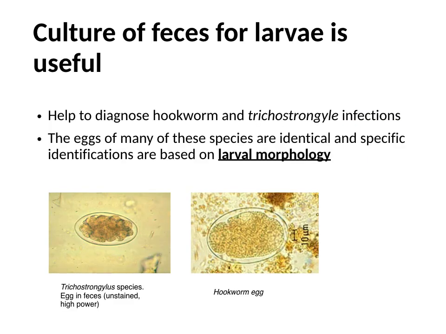When diagnosis based on characteristics of eggs becomes difficult, like in these figures that show Trichostrongylus species eggs and hookworm eggs, larval morphology becomes a good choice.